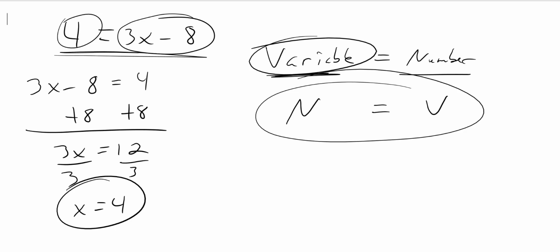Okay, not bad, pretty easy, right? Okay, so let's do another one here. A little bit more work: 2(x - 4) = 10. Well, what do you do first?